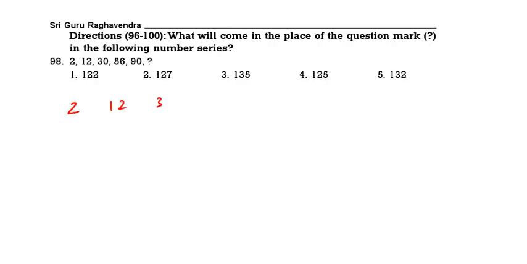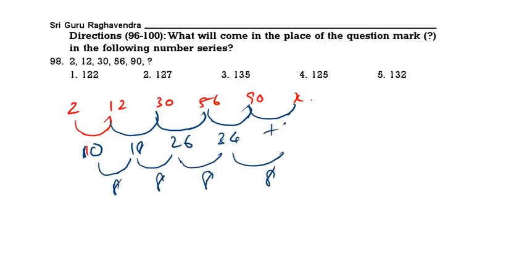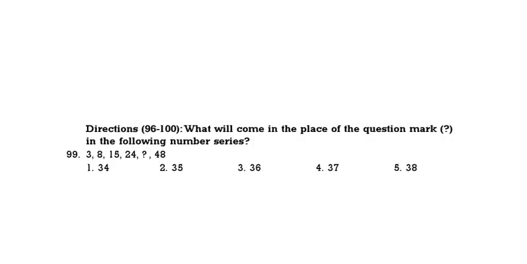2, 12, 30, 56, 90 and question mark. See this one, the gaps. This is a 10 gap, this is an 18 gap, this is 26, this is 34. The difference between the gaps is 8, 8, 8, 8. 90 plus 42, 132. 132 is the correct answer. Next question.